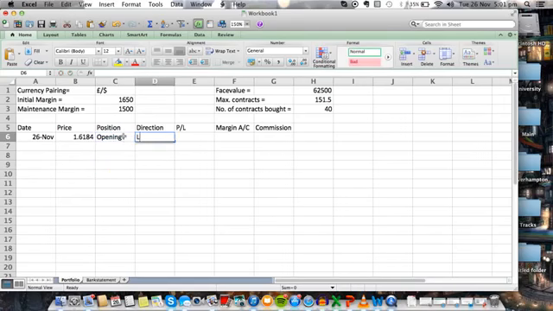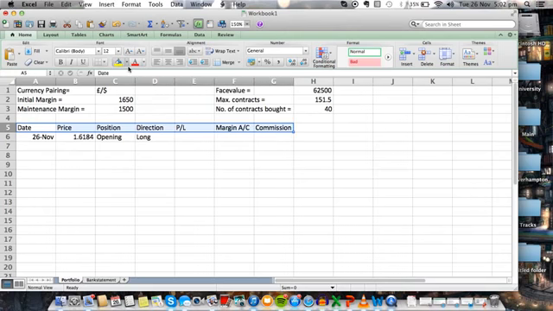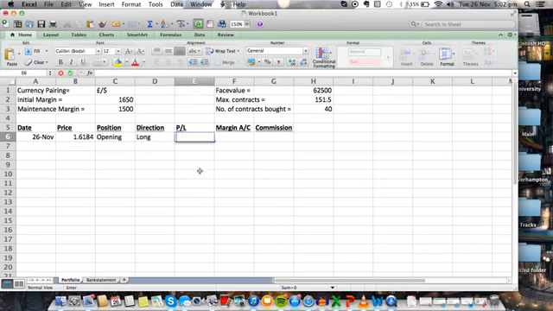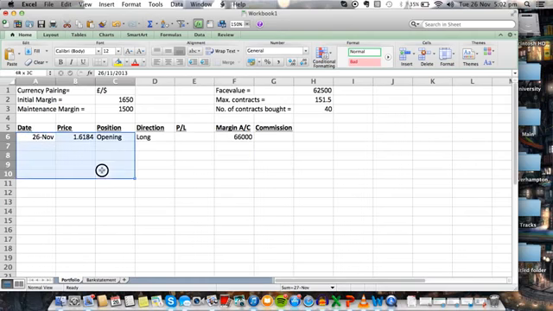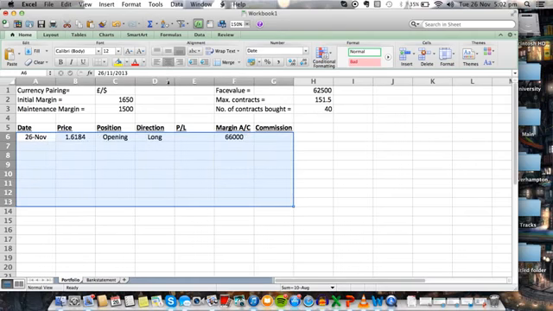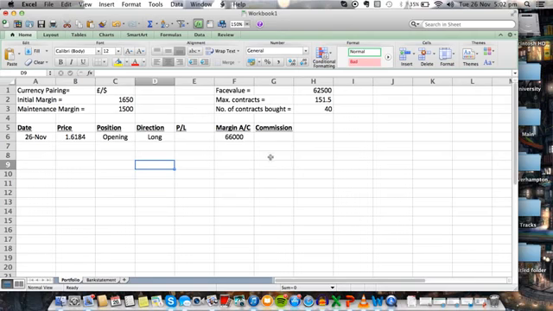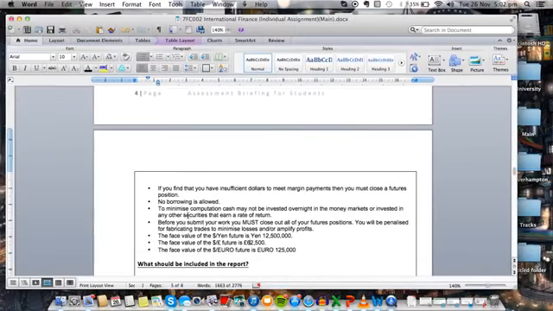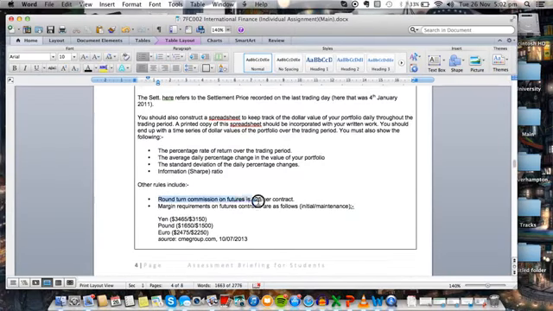Okay. Direction, we decided that the market's going to go up, so therefore we're going to go long. Okay. We have no profit and loss yet because it's the first time we're starting to trade, so leave that blank. And the margin account, essentially we've gone 40 contracts. Okay, so number of contracts, in this case 40, multiplied by the initial margin. And that is how much you will have to pay to trade 40 contracts long dollar pound. Okay, don't forget the commission. If we go back into this brief right here, commission on futures position is $25 per contract.